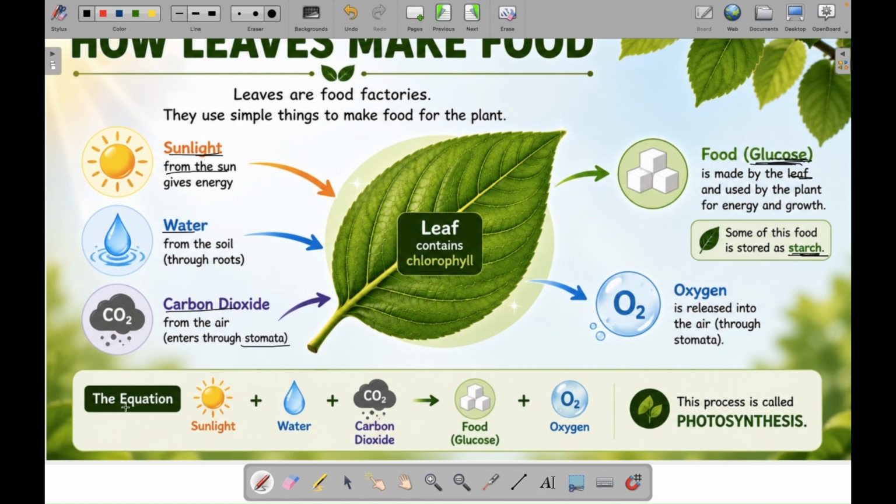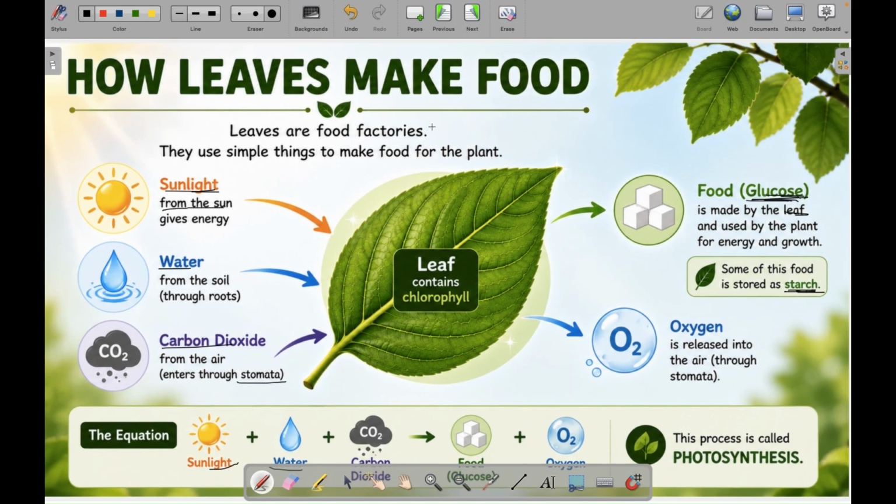So how does the equation look? We have sunlight, water, and carbon dioxide. These are the inputs required for the plants, and as a result, it produces food and oxygen. The process by which plants prepare their own food using sunlight, water, and carbon dioxide to give food and oxygen is known as photosynthesis.